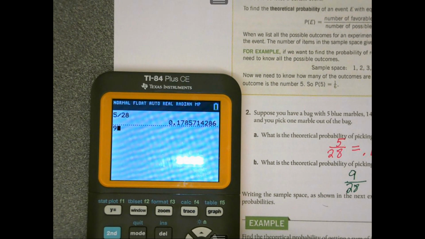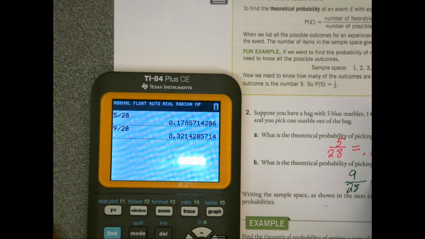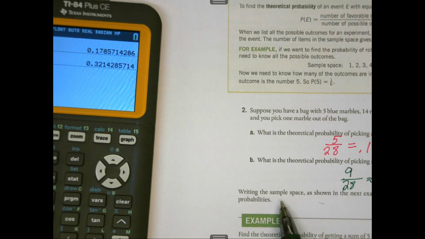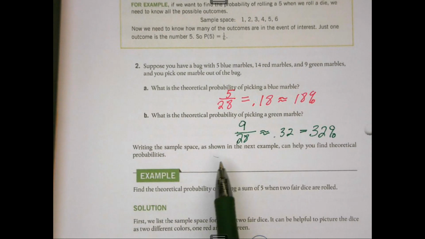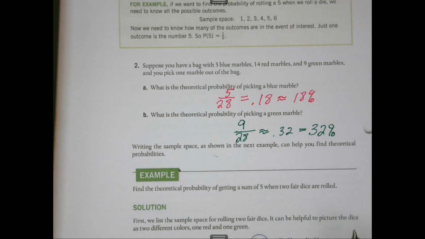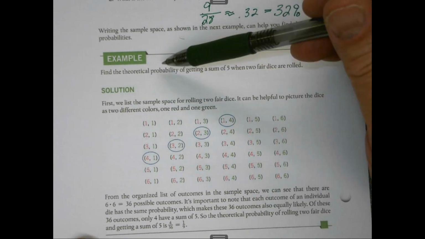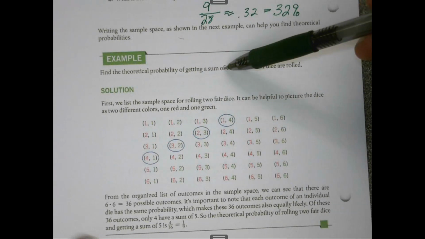Okay, writing the sample spaces as shown in the next one can help you find theoretical probabilities. Yikes, not my favorites. Find the theoretical probability of getting a sum of 5 when two fair dice are rolled. So again, if I roll two dice here, the first die can be 1 through 6. Second die can be 1 through 6 for each number on the face of the die.